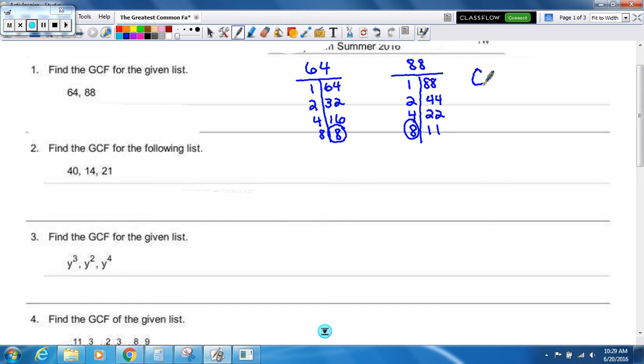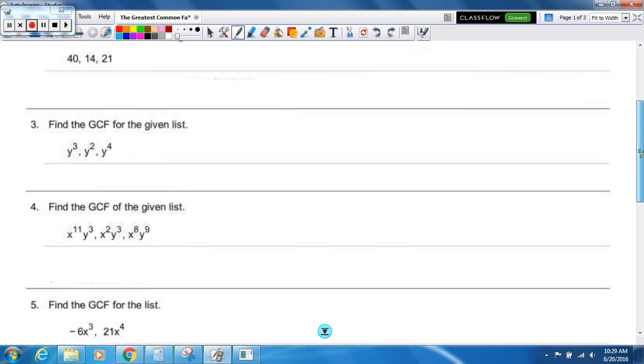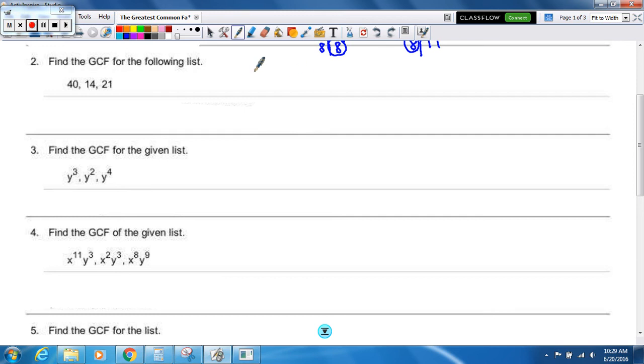So your greatest common factor is the greatest number that they have in common. So it's 8 in this case. So the next two has 3 numbers, but you do it the same way. You make a table for 40, a table for 14, and a table for 21.